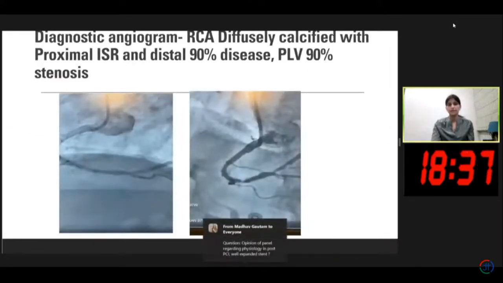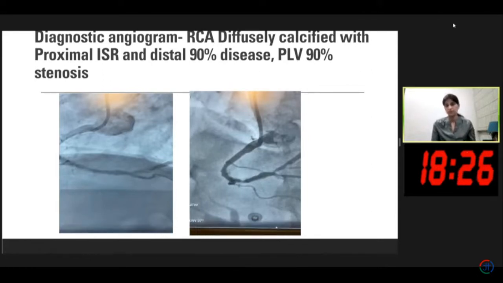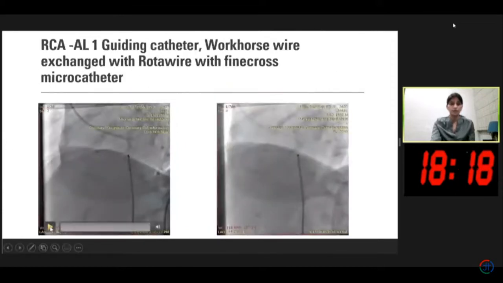Now we can see that there is some ISR with a tortuous calcified lesion, and some lesion in PLV. In this type of artery, there is tortuosity at the calcium site and a distal lesion where you have to do rotablation. This case might be tricky, and you might land in complications.